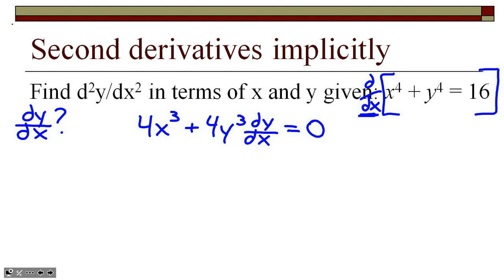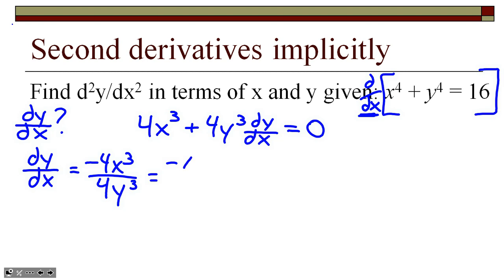So now this one's pretty easy. We just need to get dy dx by itself. So if we subtract the 4x cubed and divide by 4y cubed, dy dx is minus 4x cubed over positive 4y cubed. And we can simplify this. It's always best to simplify your first derivative because we still have to take another derivative. So this would be negative x cubed over y cubed. Okay, so that's our first derivative. So I'm going to erase what we have here and just keep our first derivative there.